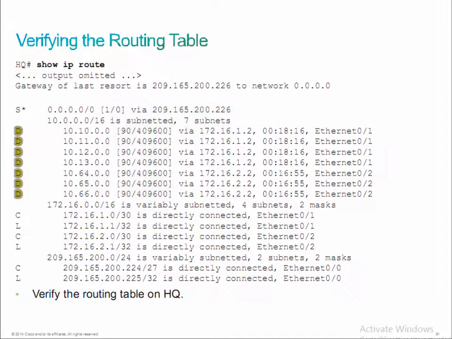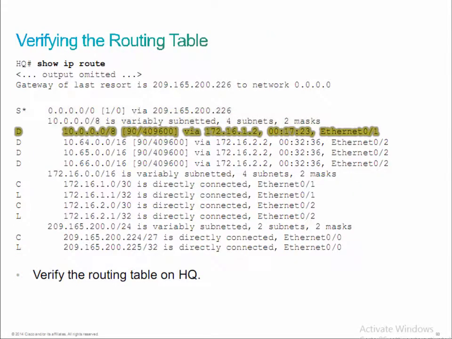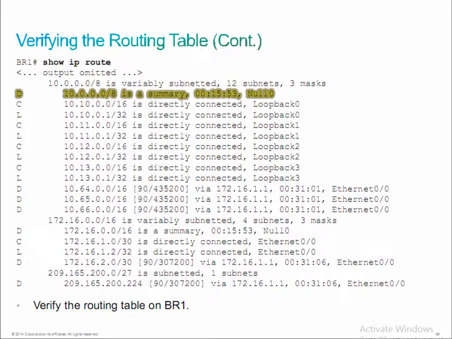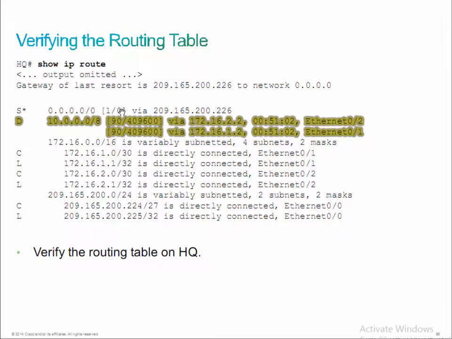We saw 7 routes. We did auto summary on router 1. We saw that auto summary route. And we saw the null zero route on router 1. And we can still see the 64, 65, and 66. So far, this is not a bad deal. But it ultimately ends up leading to a bad deal when we add the auto summary feature on to the second router. And we now can see that the router thinks it can load balance. HQ thinks it can load balance.